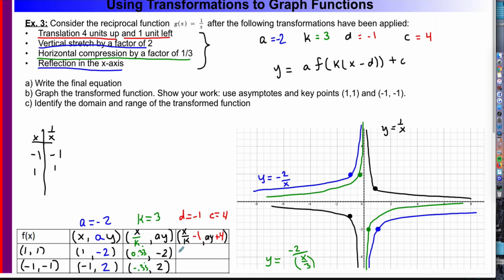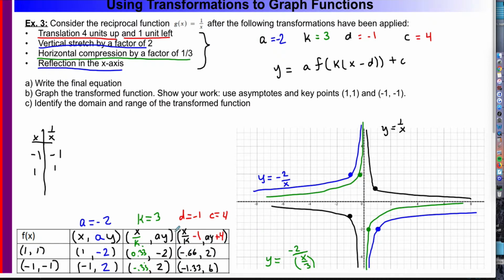Means what we're going to get is, in this case, 0.33 minus 1 is -0.66. -2 plus 4 is +2. Likewise, the other point, -0.33 minus 1 is -1.33. And it's not essential to leave these as fractions because we're actually graphing these. So that's why these aren't exact values. And then 2 plus 4 is 6. Okay, so in the table we can leave those as decimals. The point is to be able to graph.